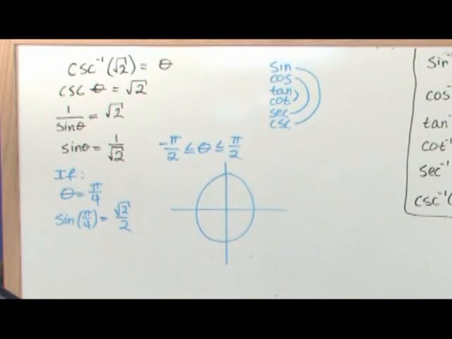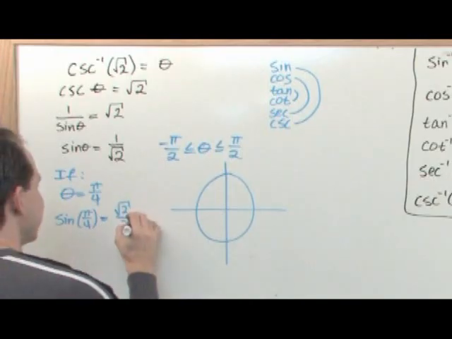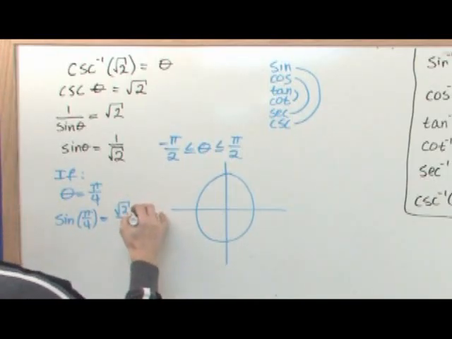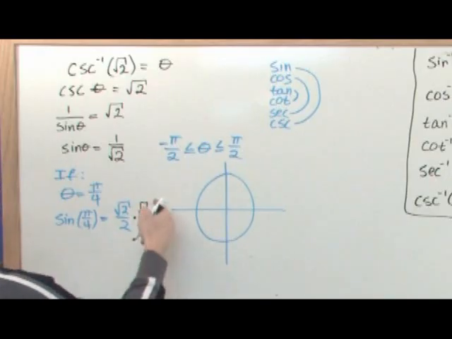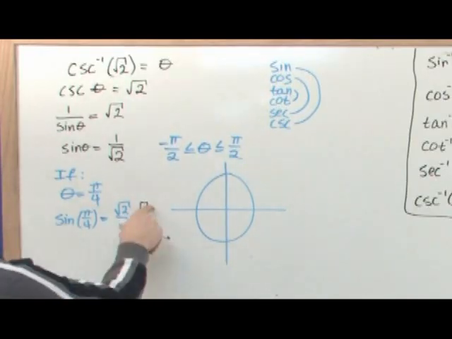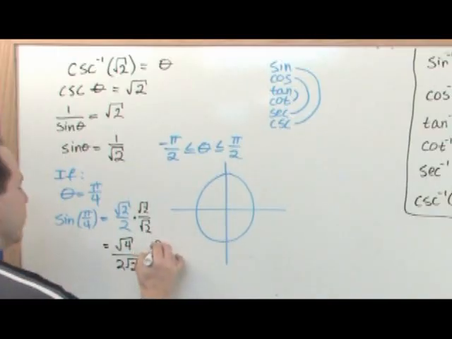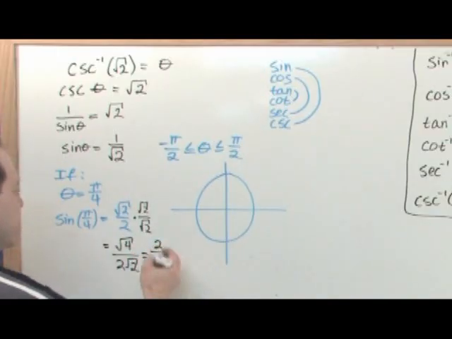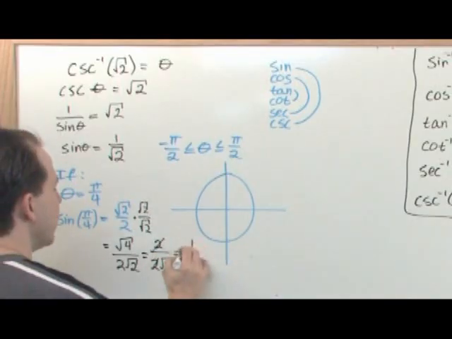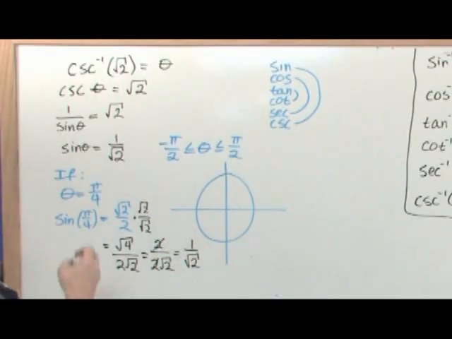But look here, just to prove it to you, these are actually the same thing. I can take this fraction and multiply it by square root of 2 over square root of 2. I'm just multiplying by 1. If I do the simplification on the top, I'm going to have square root of 4, since 2 times 2 is 4. And on the bottom, I'm going to have 2 times the square root of 2. Square root of 4 is 2, and you can see the 2's cancel, so you have 1 over square root of 2. So it turns out that pi over 4 was the correct angle.